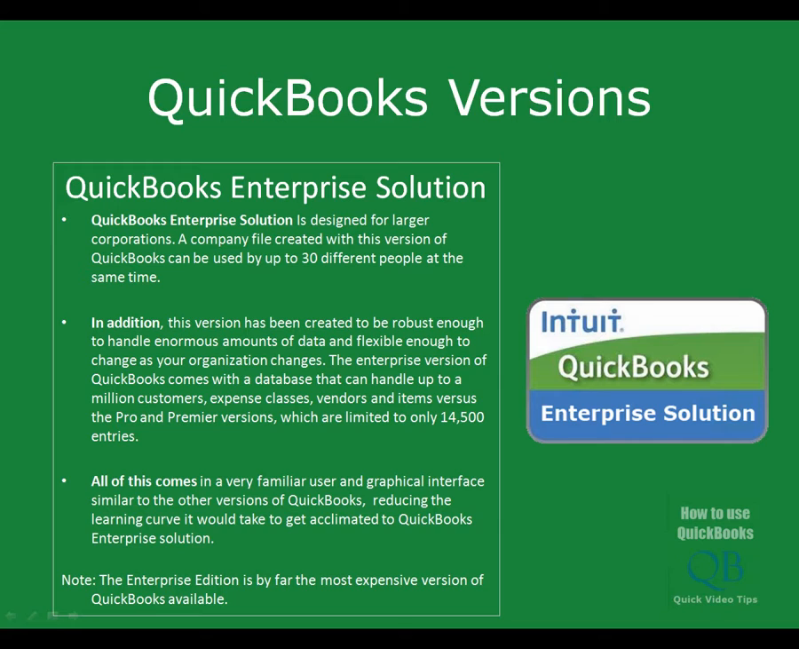The Enterprise version of QuickBooks comes with a database that can handle up to 1 million customers, expense classes, vendors, and items versus the Pro and Premier version, which are limited to only 14,500 entries. All of this comes in a very familiar user and graphical interface similar to other versions of QuickBooks, reducing the learning curve it would take to get acclimated to QuickBooks Enterprise Solution. I do want to point out that the Enterprise version is by far the most expensive version of QuickBooks available.